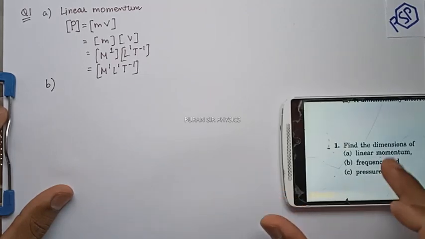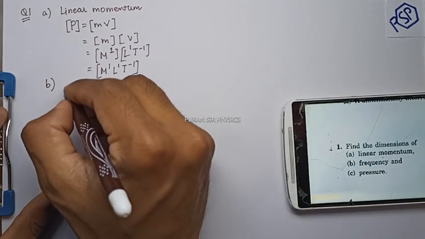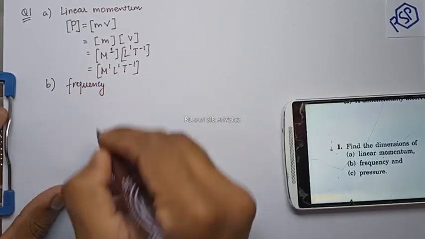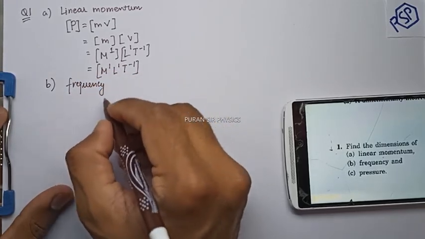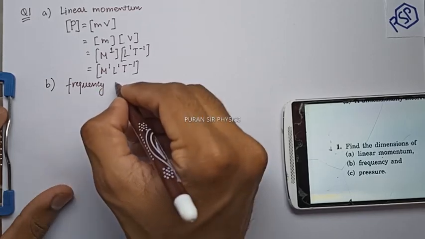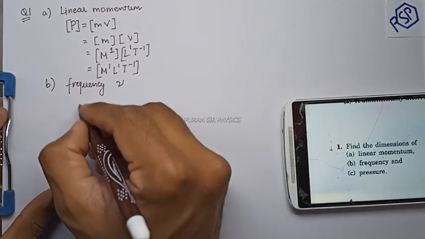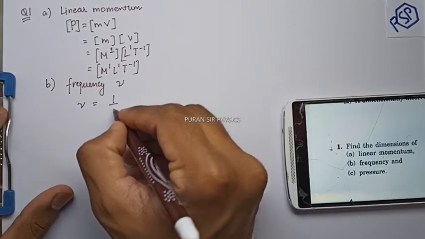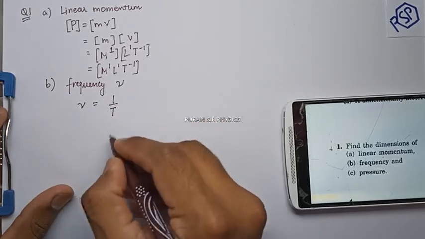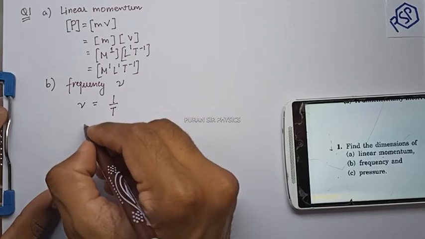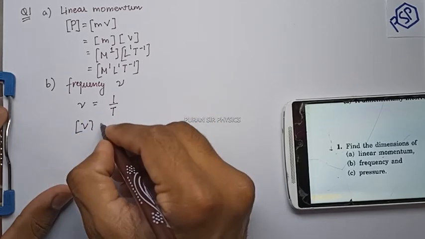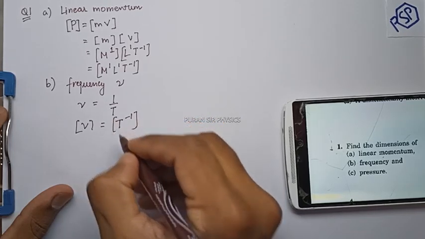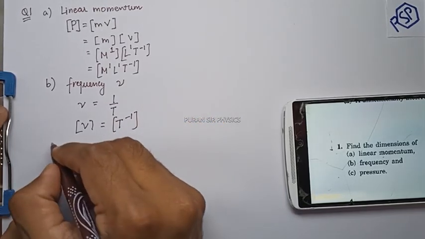In the second part we have to find the frequency dimension. Frequency is basically denoted with the letter nu, and frequency is equal to 1 by t, where t is the time. So from here we can say the dimension of frequency will be time raised to power minus 1.